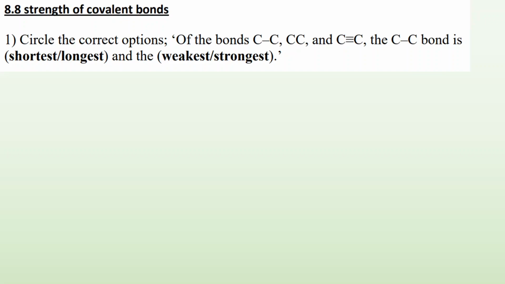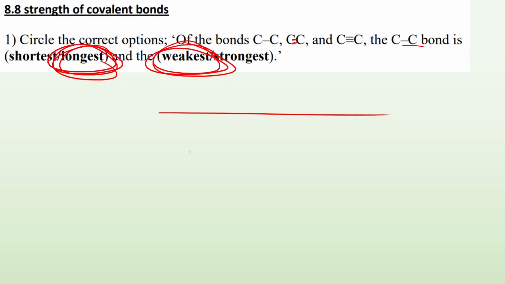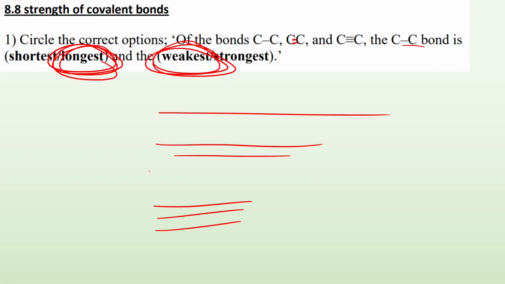Mr. Donnie here again. This time we're going to take a look at some practice problems regarding the strength of covalent bonds. So number one, circle the correct options of the bonds: carbon-carbon single bond, carbon-carbon double bond, and carbon-carbon triple bond. The carbon single bond is the longest and the weakest. Right, so single bonds, longest, double bonds, shorter than that, triple bonds, even shorter than that. The single bond is the easiest to break, the weakest, and triple bonds would be the strongest or the hardest to break.